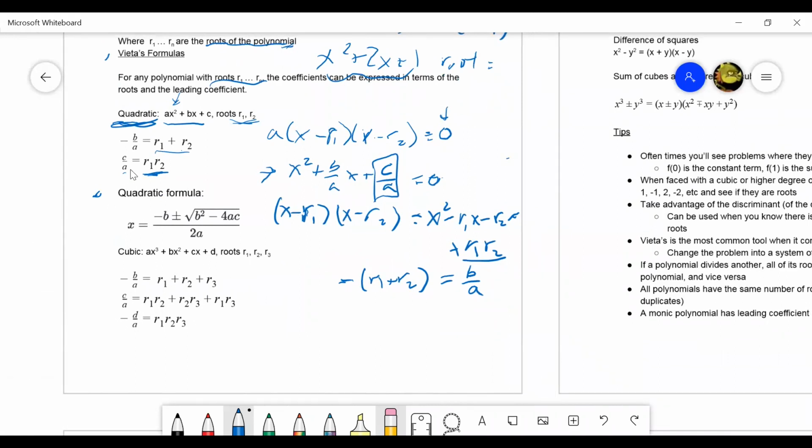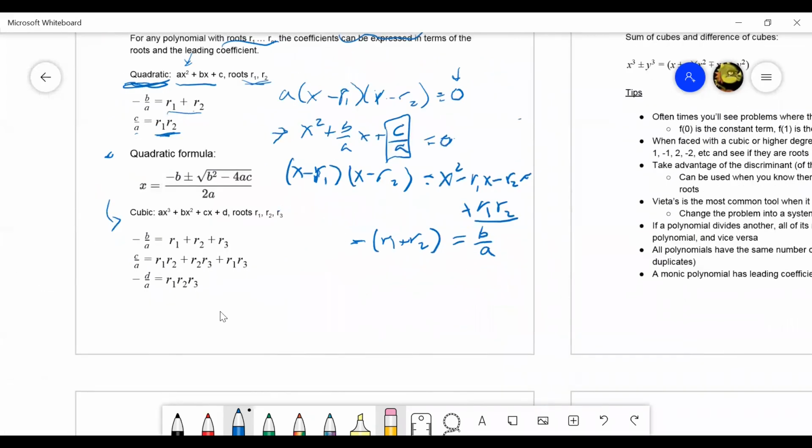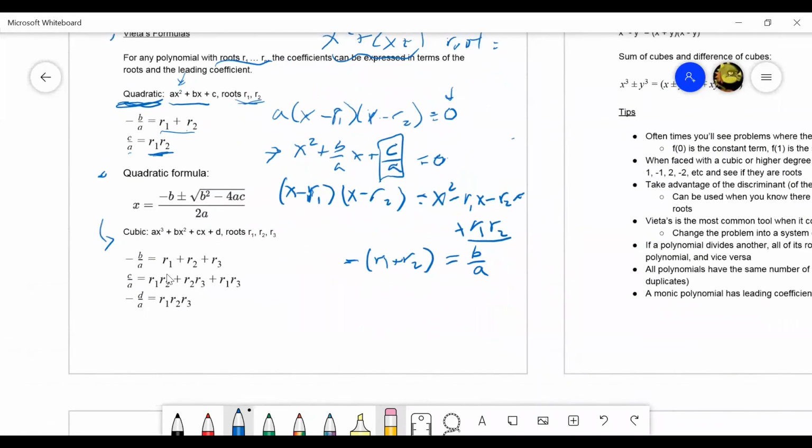I do want to skip the quadratic formula for now and go to cubics. Vieta's formulas work for cubic equations as well. You can see the three equations here. Negative b over a is r1 plus r2 plus r3, where those are the three roots of the cubic.